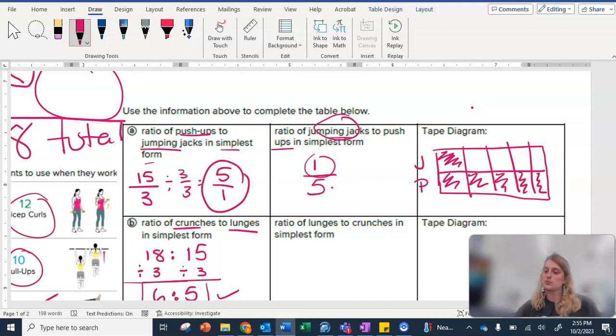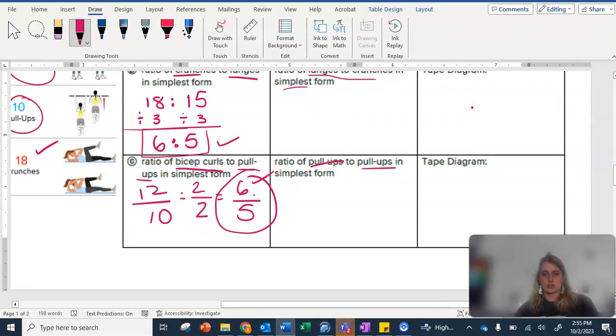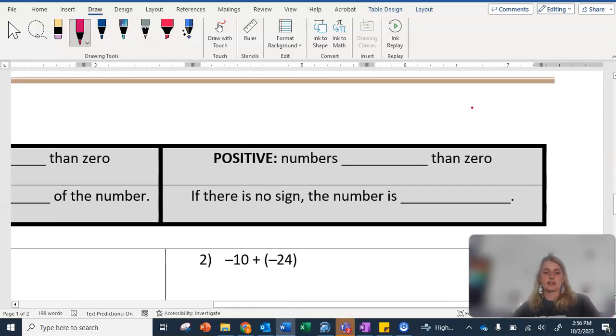You could have done it the other way and put push-ups on top and jumping jacks on the bottom. That's fine. So long as it's 1 jumping jack and 5 push-ups, it doesn't matter in your tape diagram what order you choose. So you're going to do that same thing for these ones. You're going to have basically like the reciprocal, the opposite form, pull-ups and pull-ups. All right, this one is actually different. Let's go ahead and change this to pull-ups to bicep curls. That's a typo. If you end up with a 1-to-1 because pull-ups to pull-ups is the same thing, that's fine. But that was a typo.